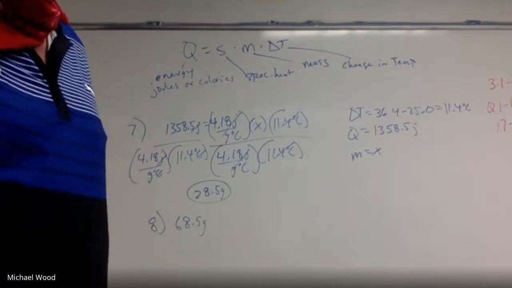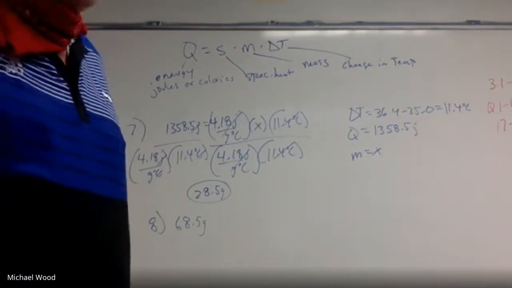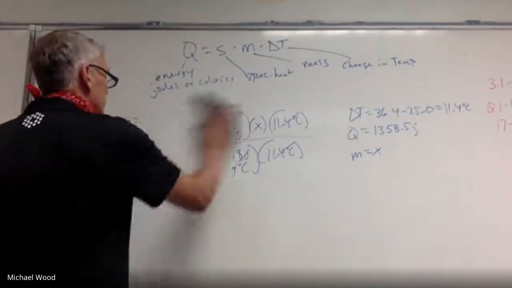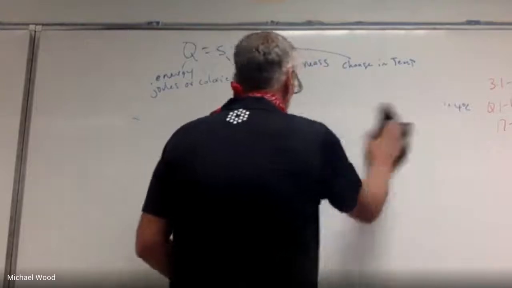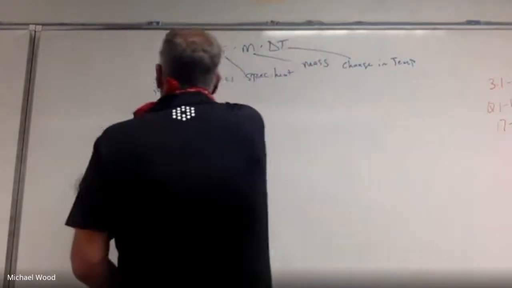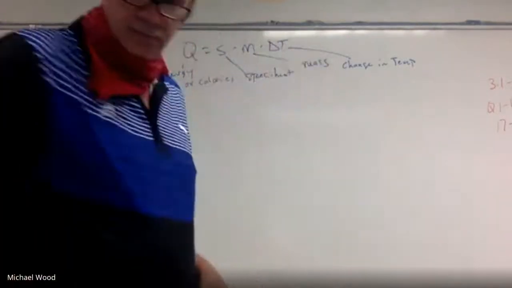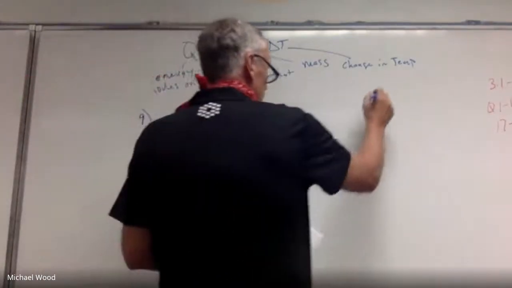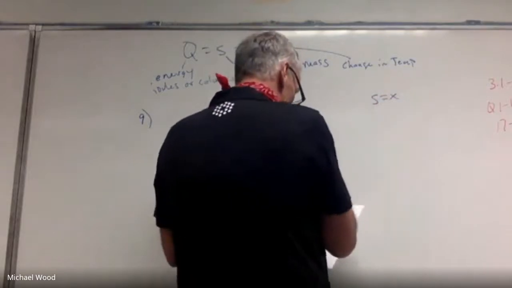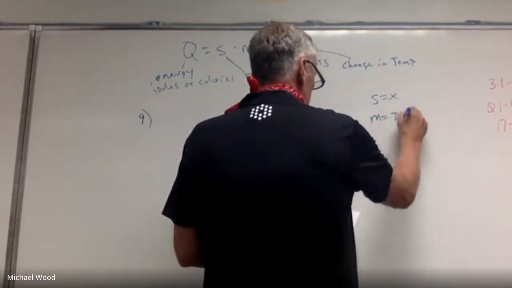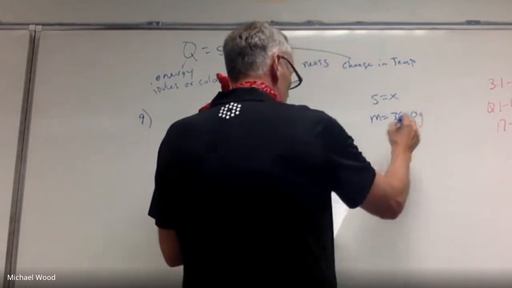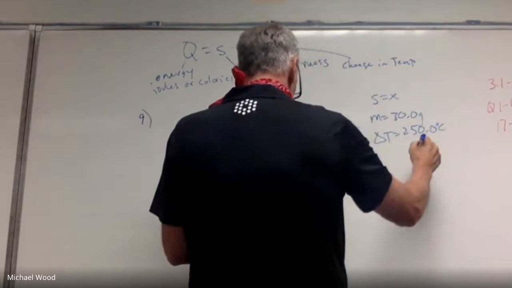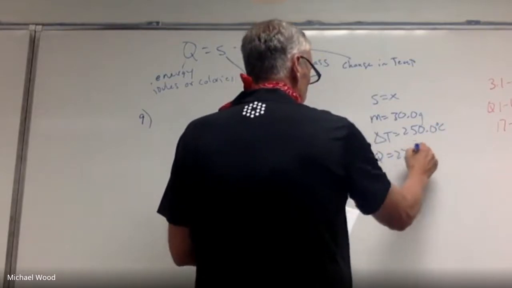Okay, final one I want to do is 9 and 10. Now, this is not about water. So again, I'm going to list out everything that the problem tells me. Okay, so number 9, it says, what is the specific heat? This time, specific heat is X. The mass is 30 grams. They just tell us delta T this time is 250 degrees Celsius, while absorbing Q, 229.5 calories.